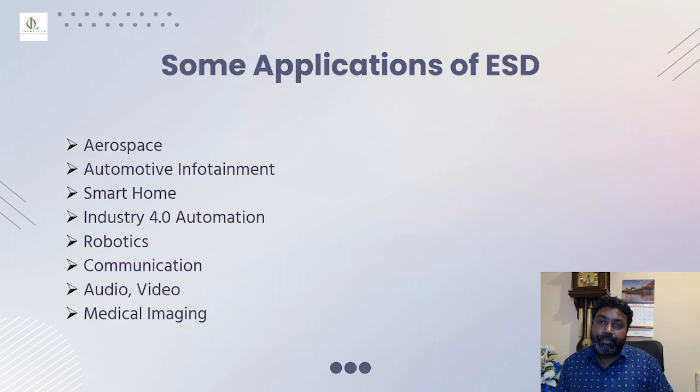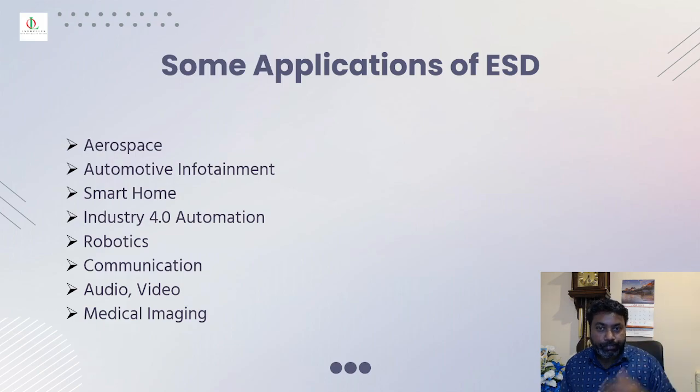Some applications of embedded system design where it is used, and there are a lot of other areas where embedded system applications are used. Being electronics, as you can imagine, everything that you are using on a daily basis is one way or another related to an embedded system.